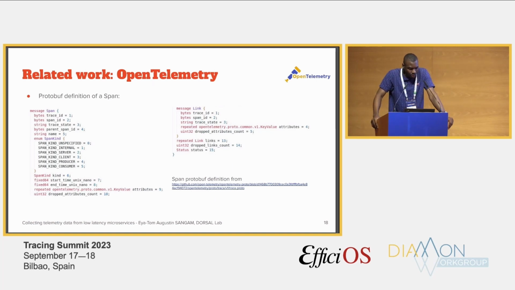Here is an example of a span definition. Every piece of data that OpenTelemetry collects has a span, a protobuf definition that matches it. They clearly state what you have in a span: for example the trace ID, span ID, the parent, the start time, the end time, and all this is well explained and documented in their reference.